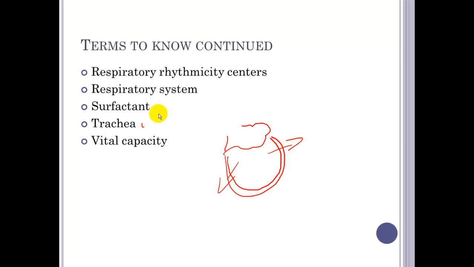Trachea, airway, large airway before the bifurcation or the branching into the left and right main stem. And then vital capacity, which is the sum of the inspiratory and expiratory reserve volumes.